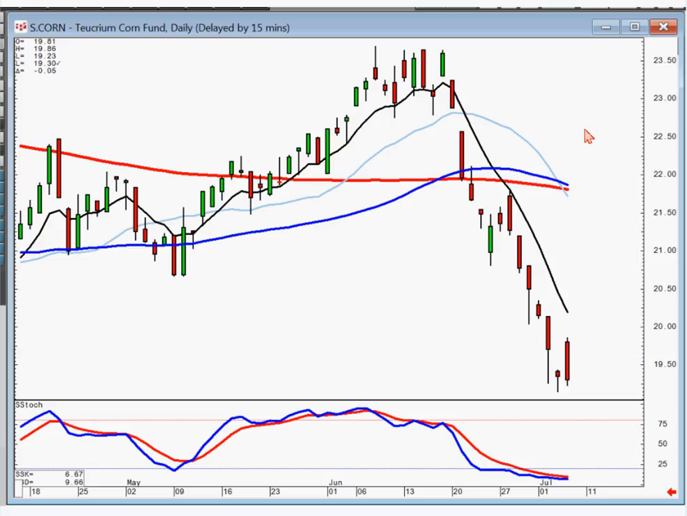Corn, as far as the fund, still didn't do anything of any great consequence today. So if you're short, you stay short.